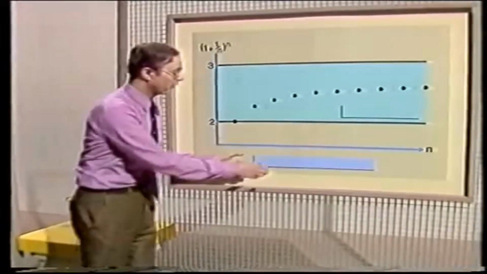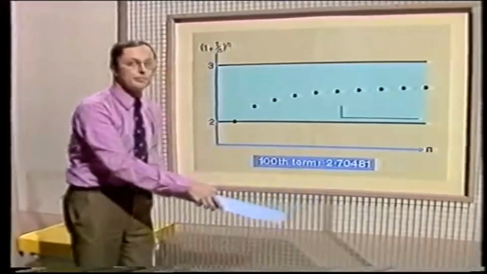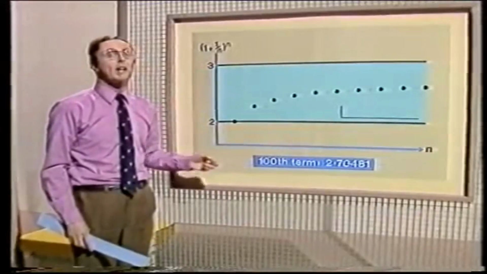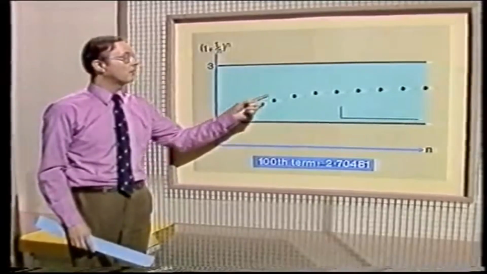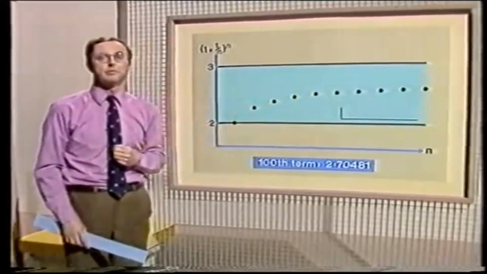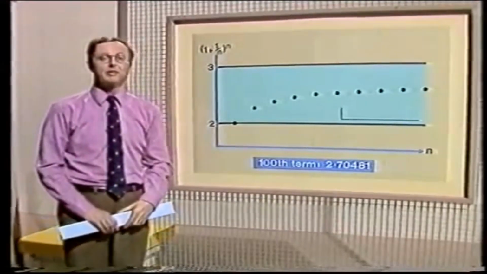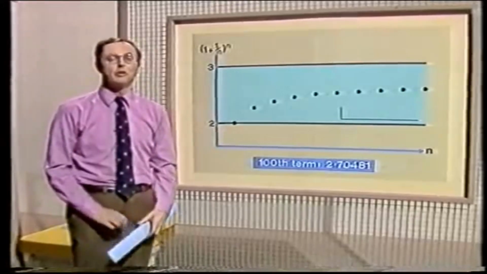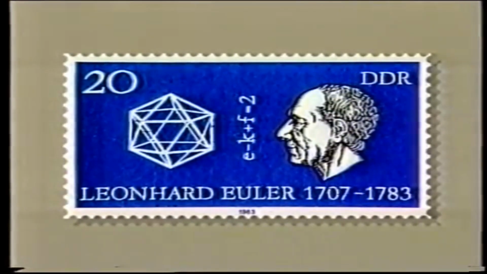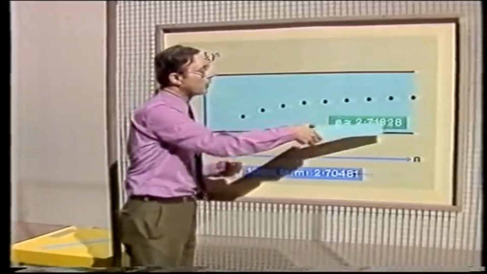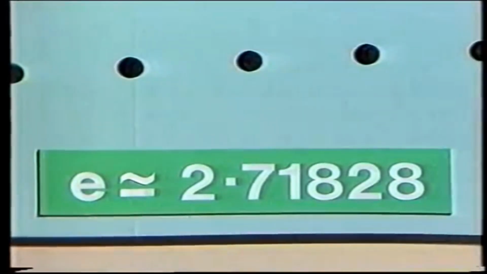In fact, here's the 100th term. So it must be bigger than that as well. We can get closer and closer to the limit by calculating more and more terms. Now, in fact, the limit of this sequence is a very important number in mathematics. It's written e for exponential, and it was studied by Euler, one of the most important mathematicians of the 18th century. To 5 decimal places, e is 2.71828. And it turns out that e is an irrational number, just like pi.